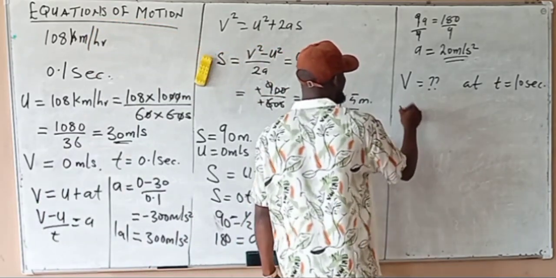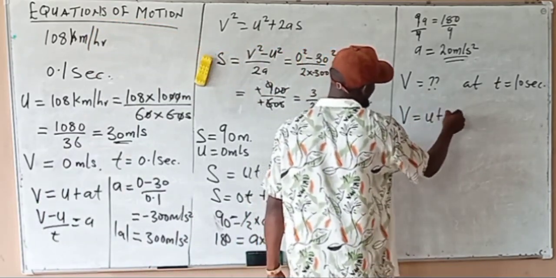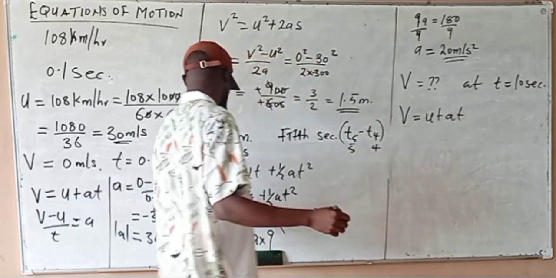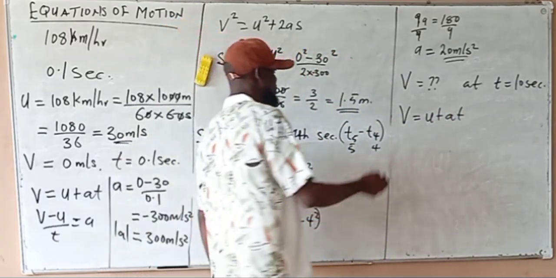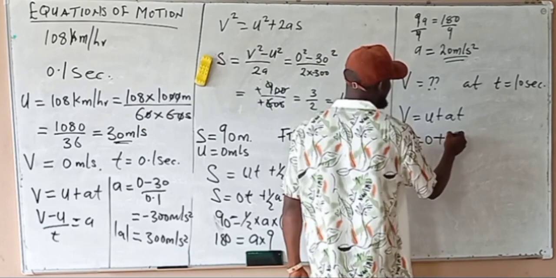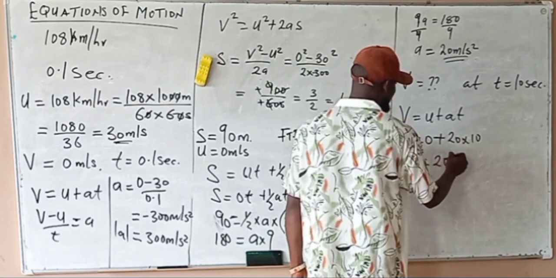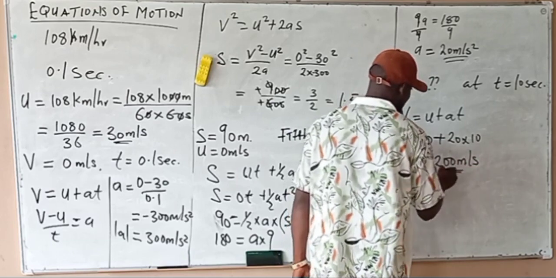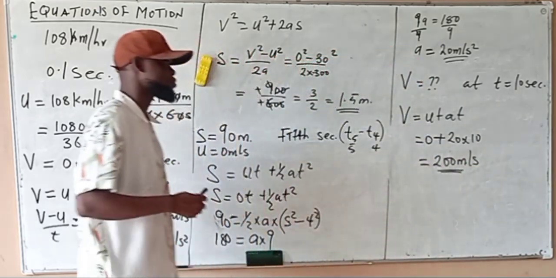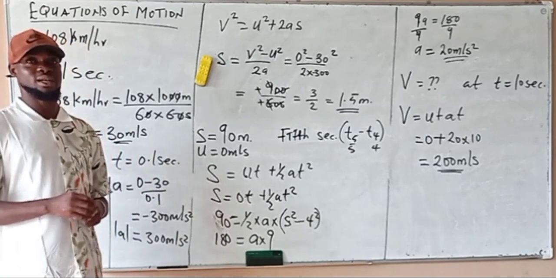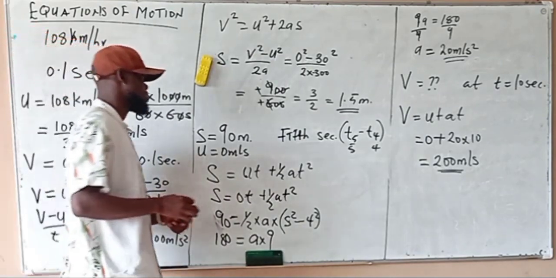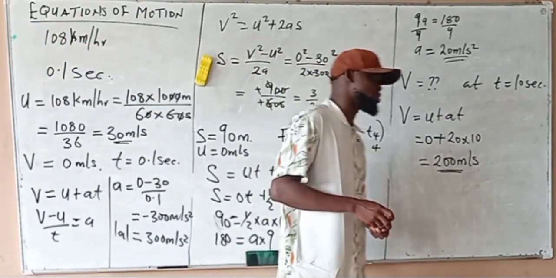So we know that v is equal to u plus at. Now u here is 0, because we started from rest. So 0 plus a, which is 20, times 10. That will be equal to 200 meters per second. That is the velocity of the body after 10 seconds.